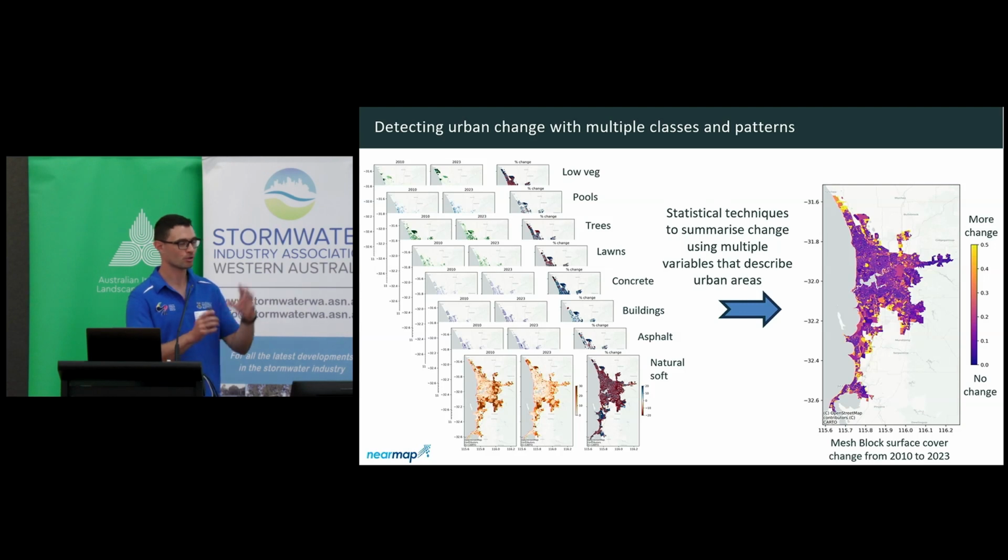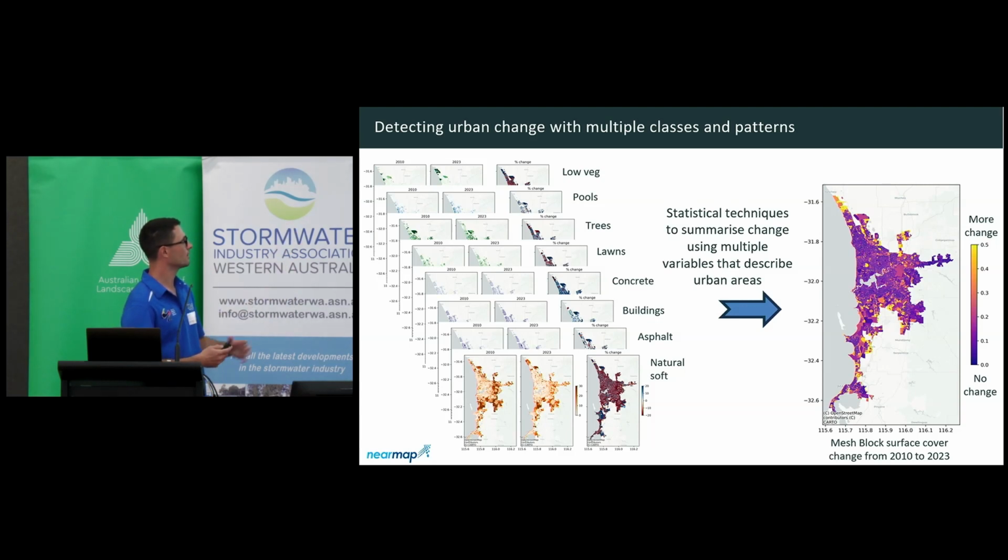And so again, I've done this here at the mesh block level just so the patterns pop out at the city scale. But we're using some statistical techniques that are based upon information theory, and they allow us to bring in many different variables, consider how they're changing over time, and then we get a single number out the end that is indicative of how much change has gone on inside that parcel.